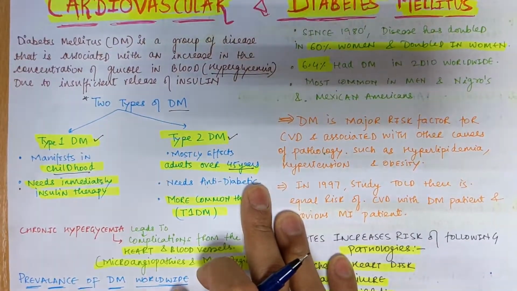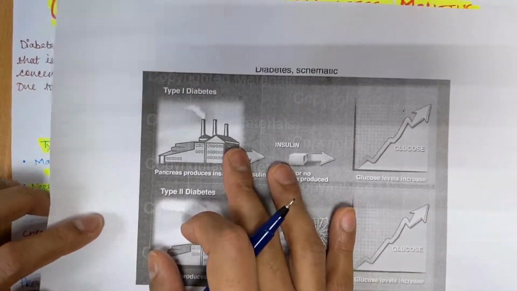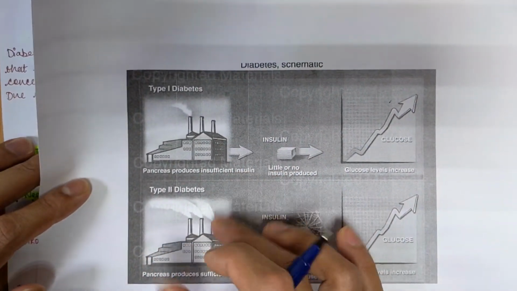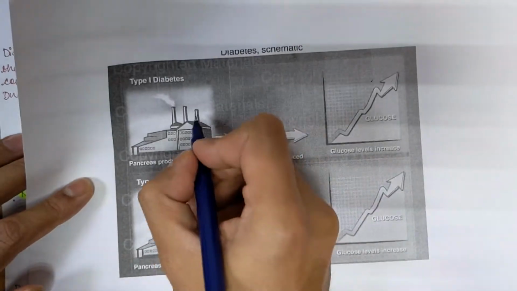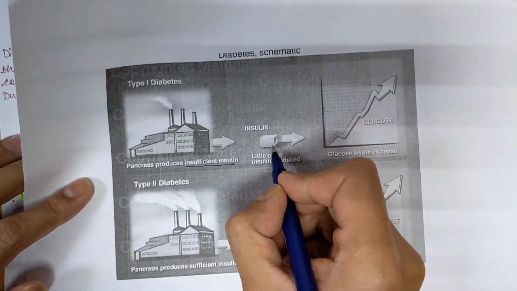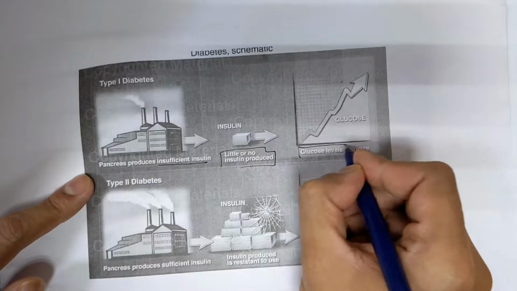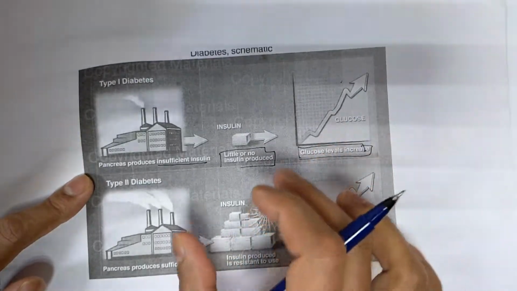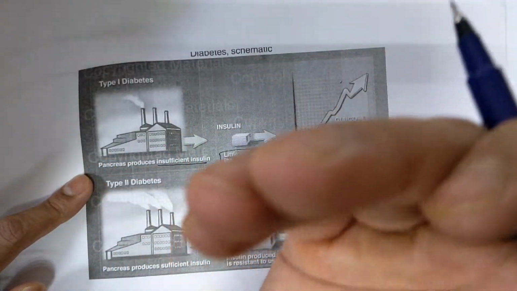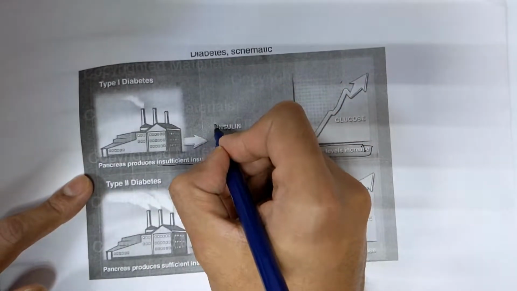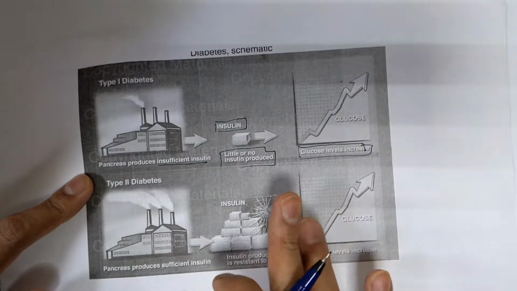So we will refer to one image here to understand the concept. Just consider this is your type 1 diabetes mellitus. This is the pancreas, and the pancreas produces insufficient insulin, and because of that your glucose level inside the blood is increasing. Insulin actually decreases your blood glucose level. Insulin is a polypeptide hormone which decreases the concentration of glucose inside the blood.